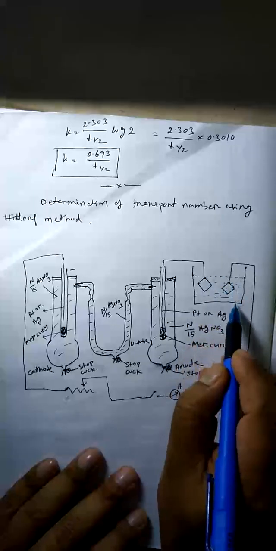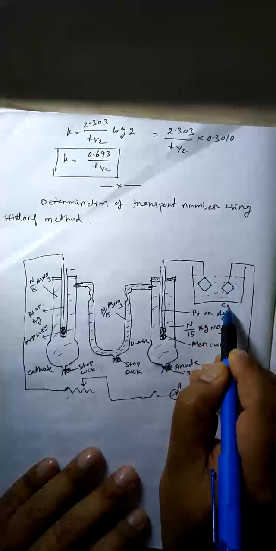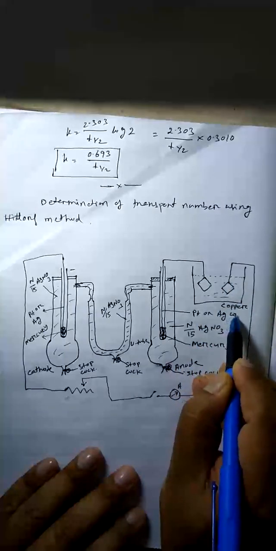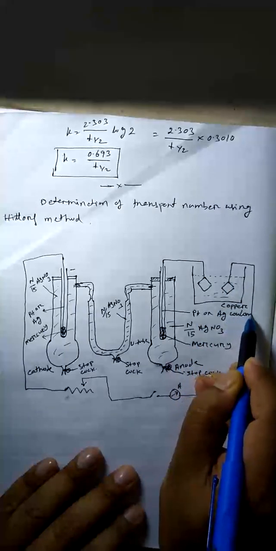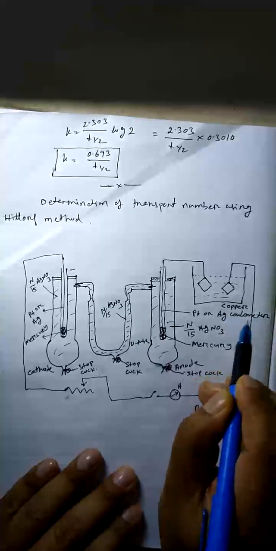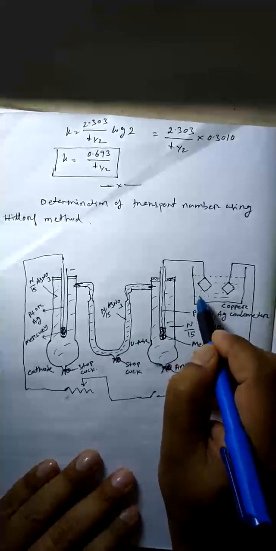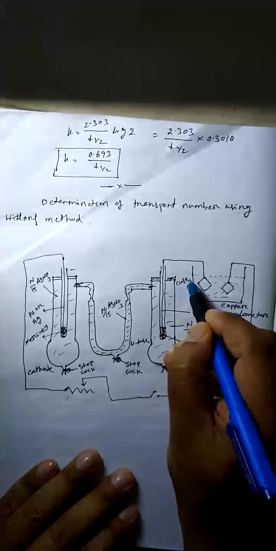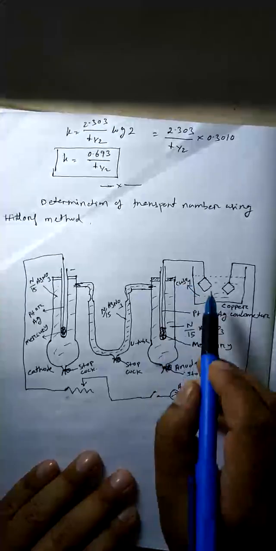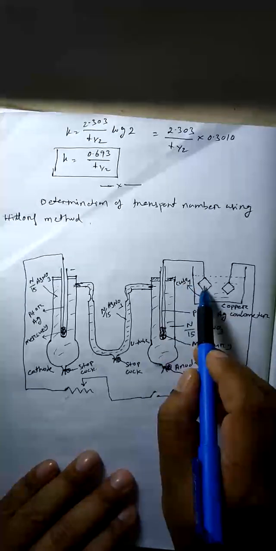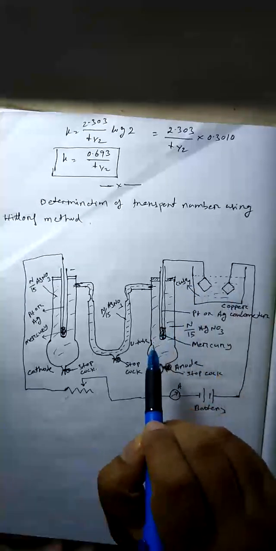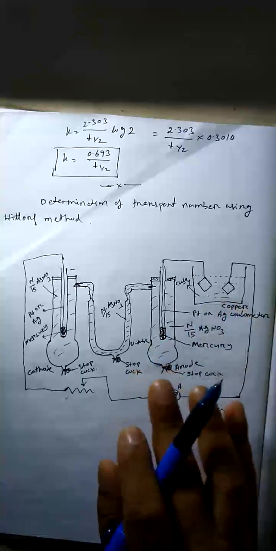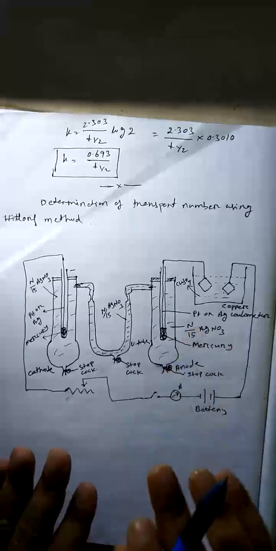Suppose I take a copper coulometer. It contains copper sulfate solution. This is also one part, the copper anode and copper cathode. So this is the entire portion of my instrument.